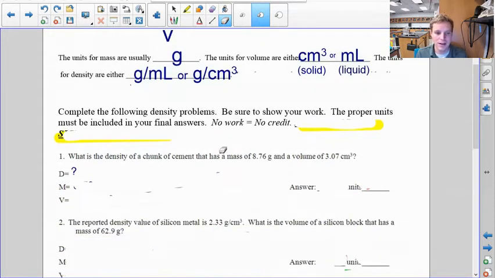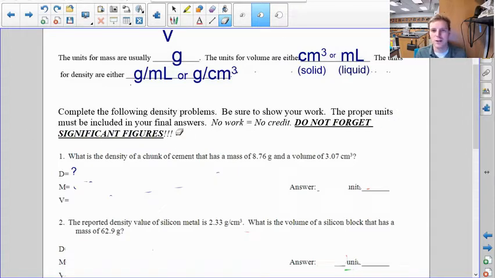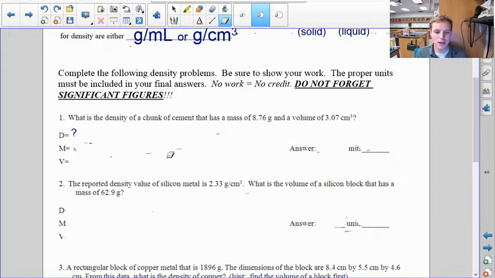Okay, so you're going to complete the following problems. Be sure to show your work. The proper units must be included in your final answers. No work equals no credit, blah, blah, blah. And don't forget significant figures. Make sure all your answers have proper sig figs. We're going to do 3 problems here today, and then I'll let you guys take care of the rest on your own.